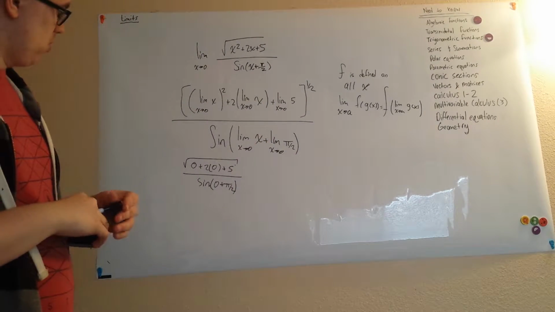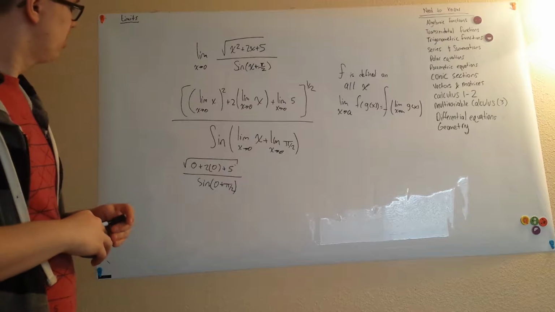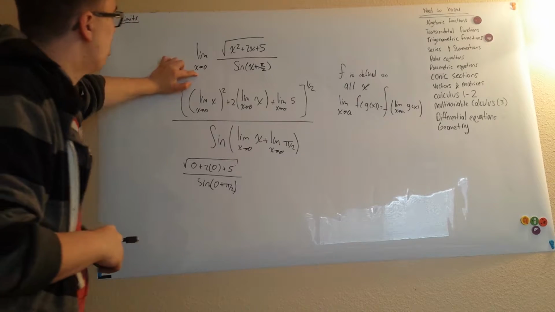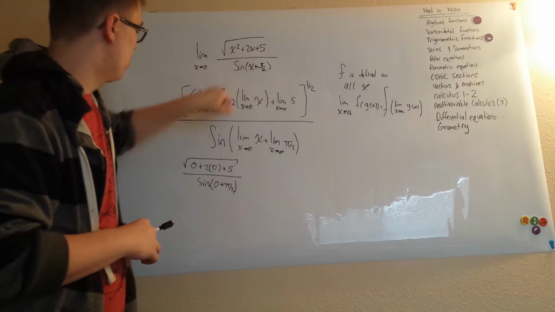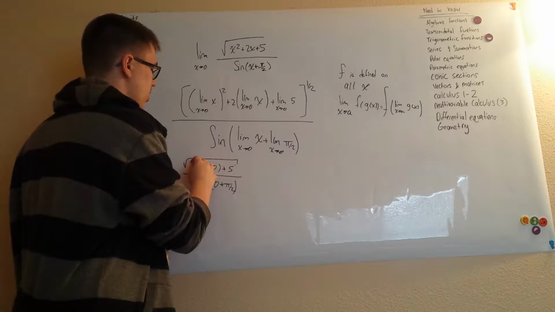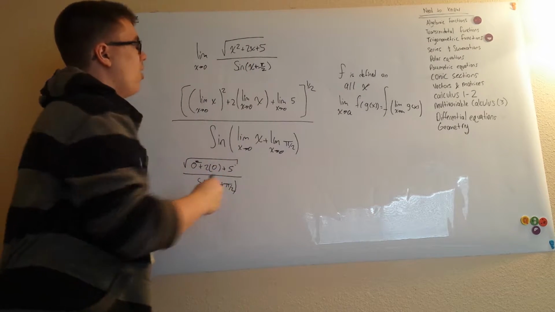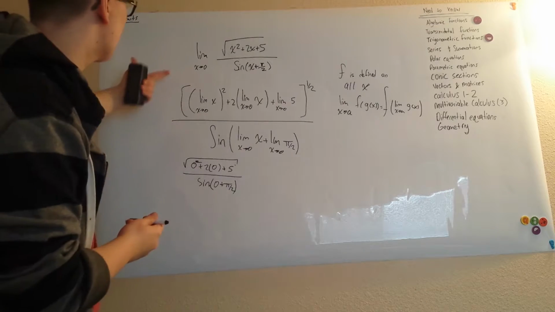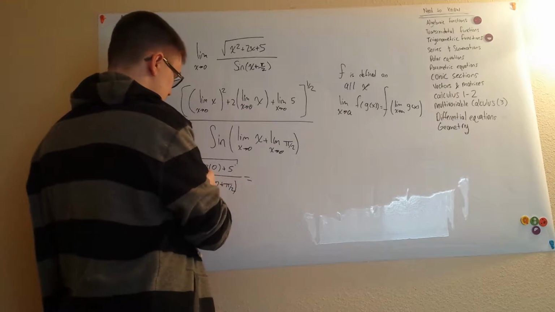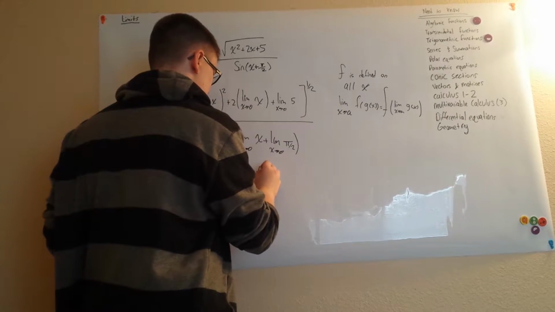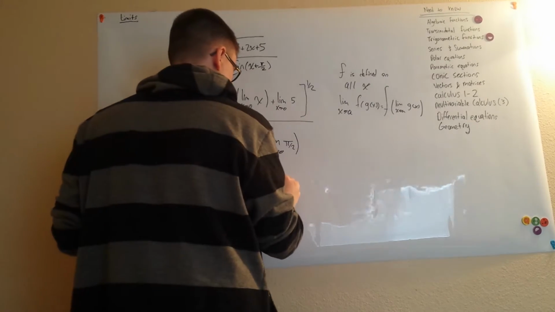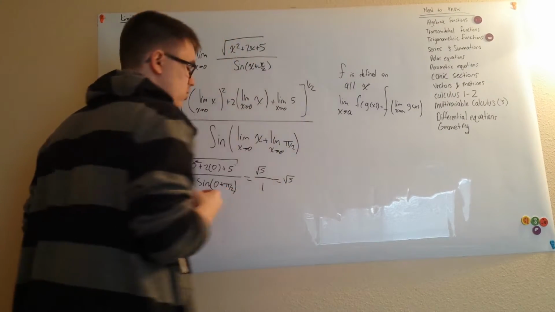But what does it look like we're doing? What if I just plug in 0? Well, that's what we're doing here. We are literally plugging in 0. All these rules just prove to us that we just plug in the point. And this would be the square root of 5. The sine of pi over 2 is 1. So just square root of 5.